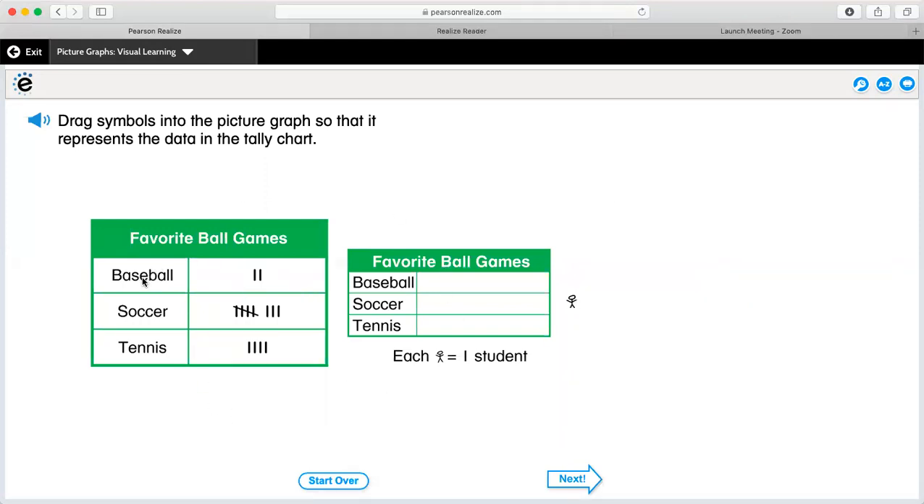So we're going to look here. We have baseball, soccer, and tennis, and we use tally marks. And remember, if you look specifically at soccer, when we have 4 and then a line diagonal, this represents 5. Okay, so we're going to start with baseball. That is 2 tally marks, which means it's going to get 2 stick figures. The tally marks each represent 1 student. The little stick figures each represent 1 student.